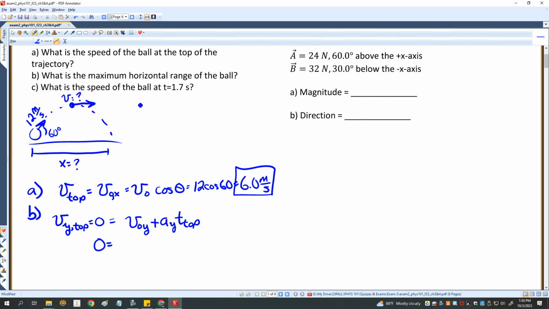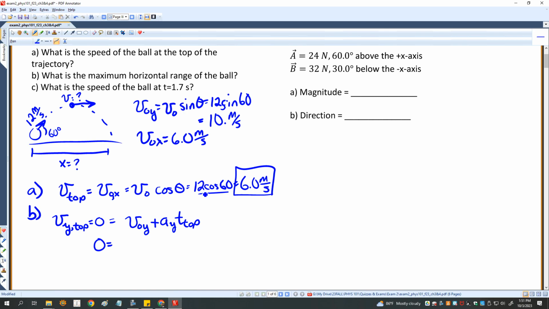Well, let's do that up here. v naught y is equal to v naught sine of theta. It's equal to 12 sine of 60, which is equal to 10.4. Let's do 10 meters per second. And then I've already found that v naught x is equal to 6 meters per second. So I'm going to write that. That's what I did right here. I'll need that in just a bit.